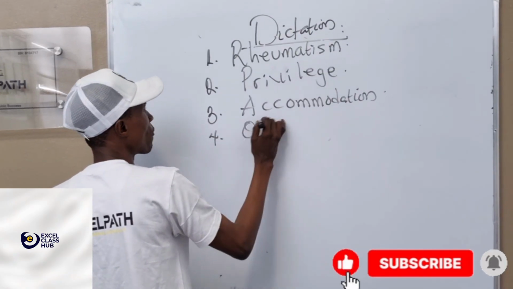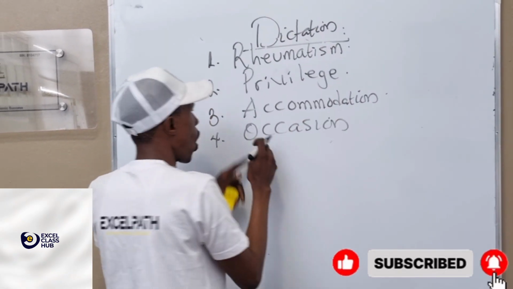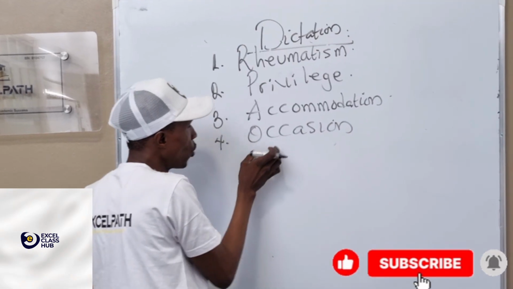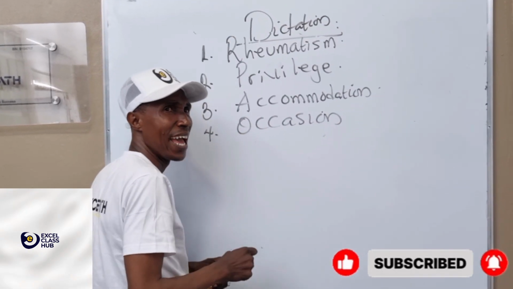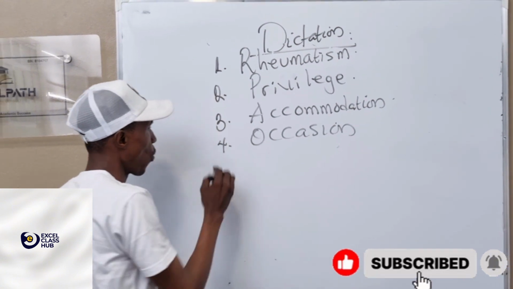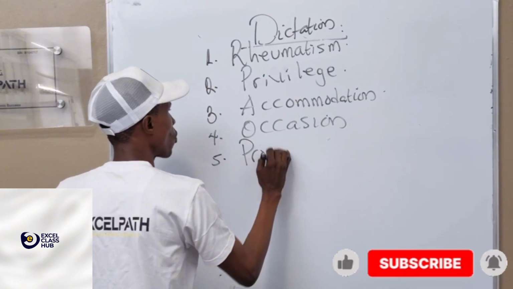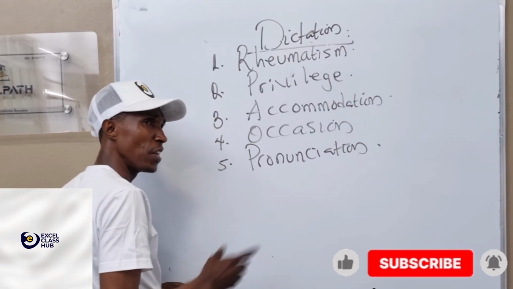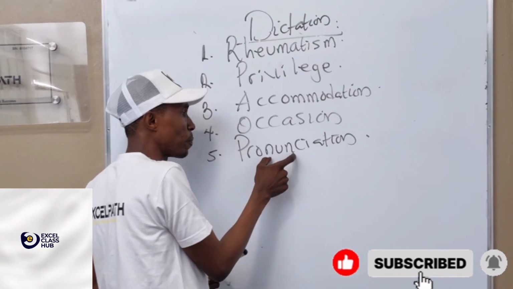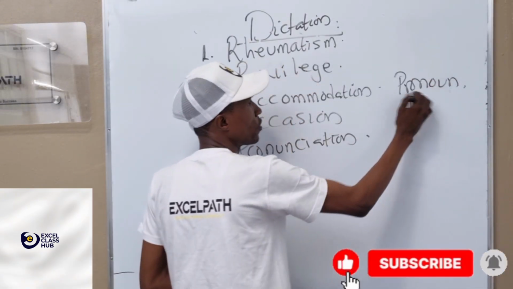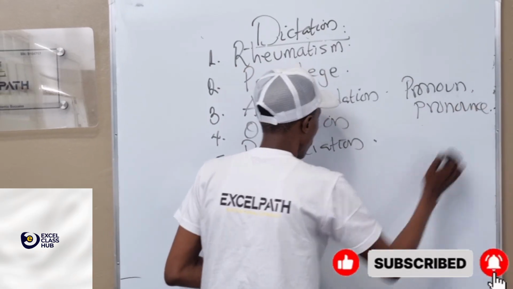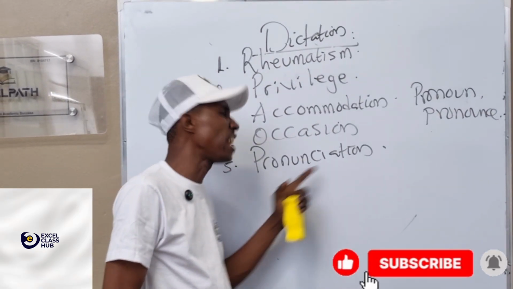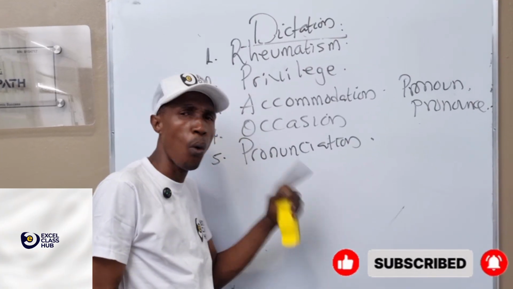Then take note of the spelling of accommodation, that your accommodation is double C and double M. Take note of your word occasion. It is occasion, which connotes double C but one S. Double C and one S. And the one that mostly confuses students is the spelling of pronunciation. Please take note that whenever you want to spell pronunciation, don't put O after the N. It is pronoun. But if you want to write pronounce, O is there. But if you are talking of pronunciation, there should be no O.